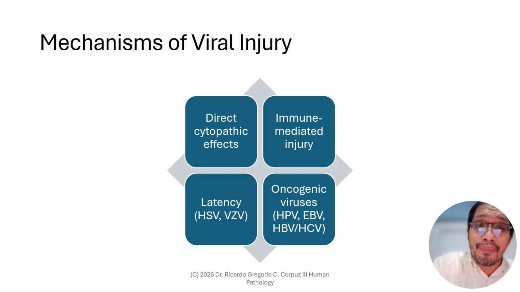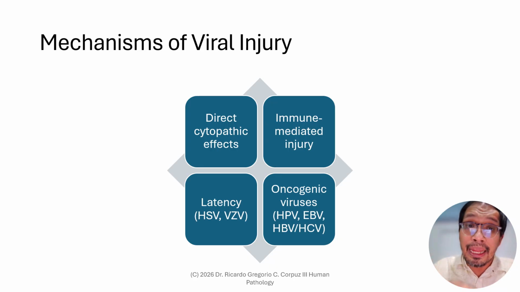Immune-mediated injury. In many viral infections, host immune responses cause more damage than the virus itself. Cytotoxic CD8 T cells kill infected cells to stop viral spread. This is protective but can lead to significant tissue injury. For example, in viral hepatitis, immune complex deposition can occur in chronic infection, causing vasculitis or glomerulonephritis. This mechanism explains why symptoms often worsen when the immune response peaks.